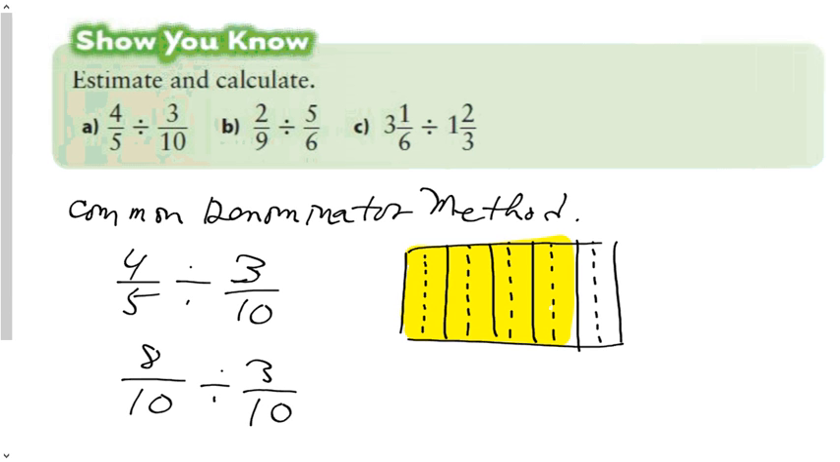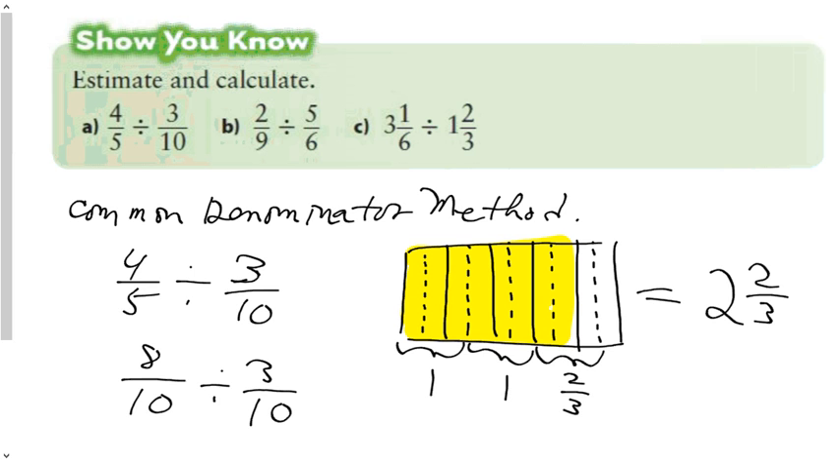And I'm going to ask myself, if I have 8/10 of something and I need to divide it into groups of 3/10, how many groups can I make? Well, there's one group of 3/10. There's another group of 3/10. And that third group, I can't make a full group of 3/10. But what I can do is make 2/3 of a group. So I can make a full group, a second full group, and 2/3 of a third group of 3/10. So my answer based solely on the picture is 2 and 2/3.